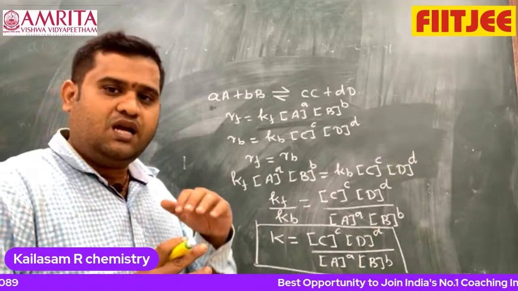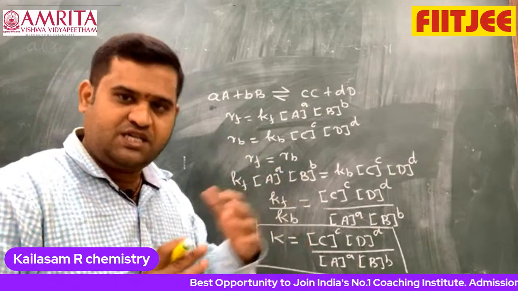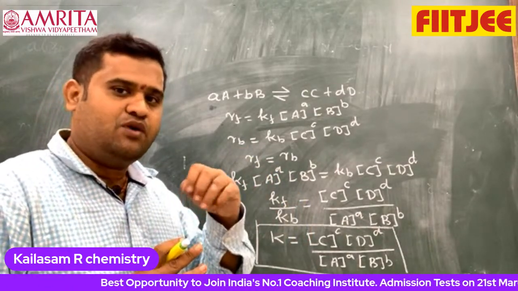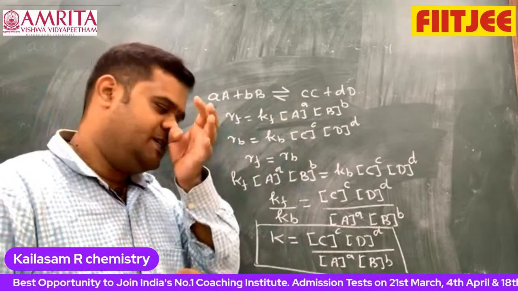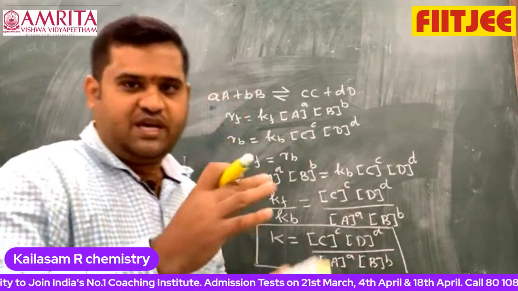Kc means equilibrium constant with respect to concentration. Kp means equilibrium constant with respect to partial pressure. Let us take one simple reaction, so we can express that.